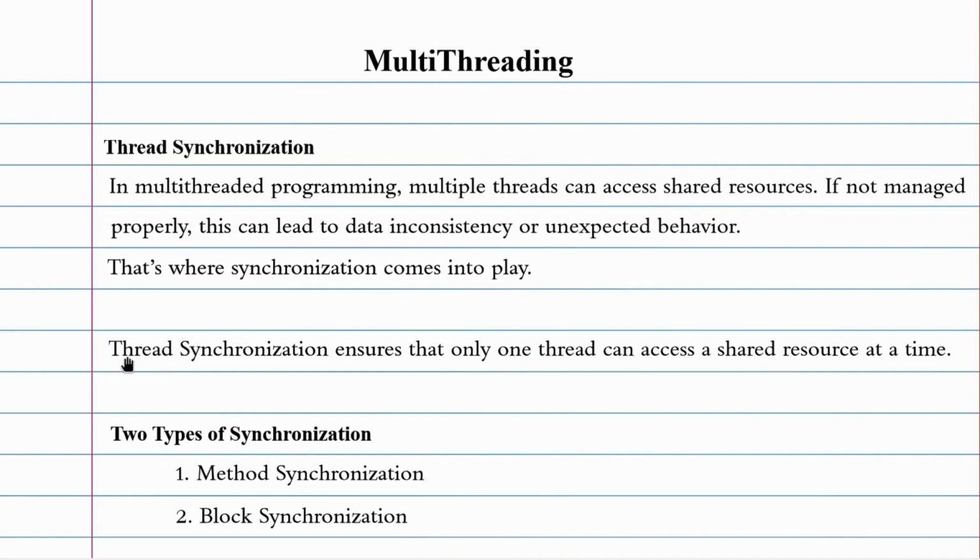Synchronization ensures that only one thread can access a shared resource at a time. If multiple threads try to access the same resource, it may lead to data inconsistency or we can get corrupted data. So to overcome it, the synchronization concept is used. Synchronization ensures that only one thread can access the same resource at a time.